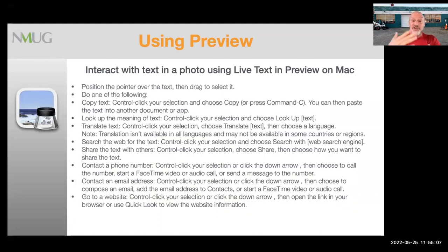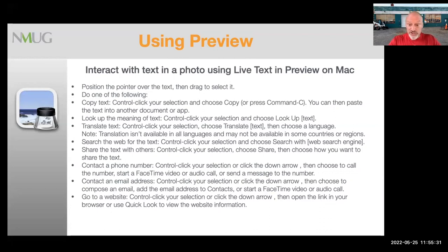So again, to interact with text in a photo using Live Text, you put your cursor over the text and then you can drag over to select it. You can copy it. You can control click it and look it up. You can translate it. Translation isn't available in all languages yet. It may not be available all the time, but when there is a translate option available, it will show it.